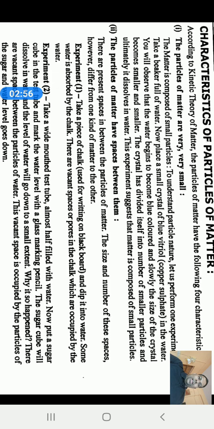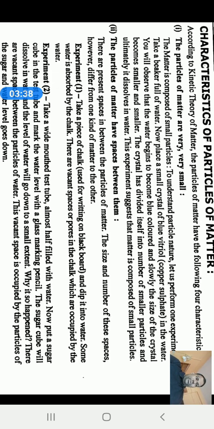There are spaces present in between the particles of matter. The size and number of these spaces differ from one kind of matter to another. For example, consider chalk, which is used for writing on a blackboard. When you dip it into water, some water is absorbed by the chalk. Why? Because of vacant spaces or pores in the chalk which are occupied by the water.